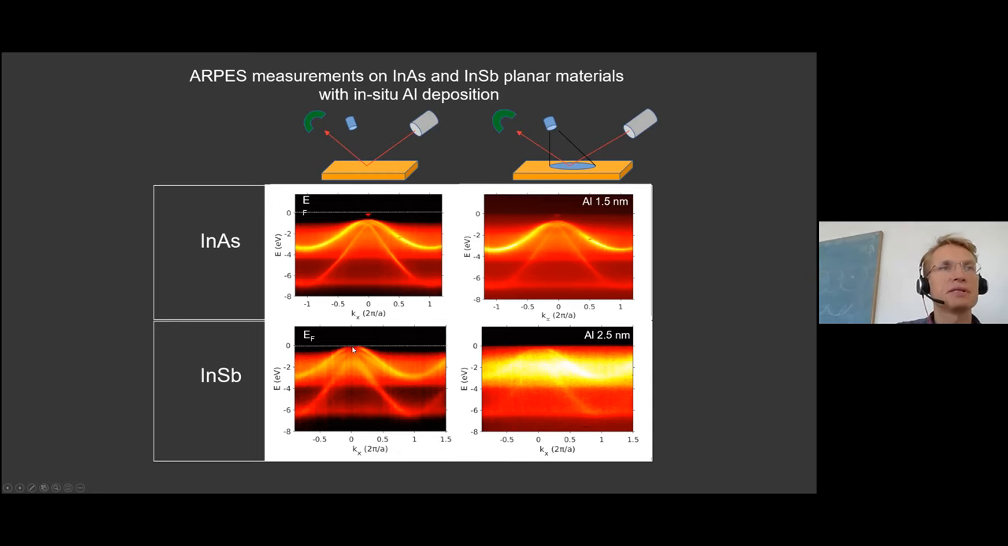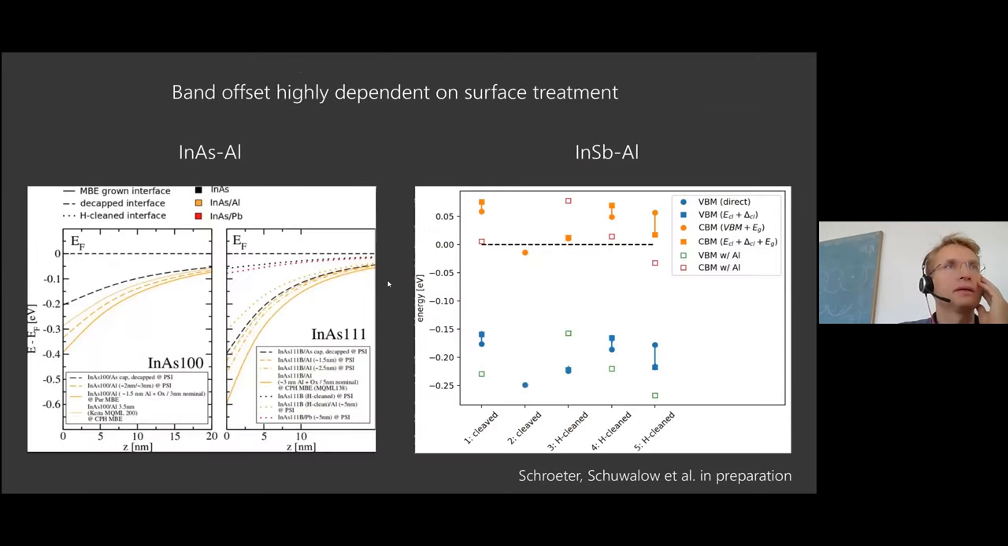A general thing, something we can say very generally and independent of the detailed material fabrication, is that you pin in the conduction band of indium arsenide and you pin around the conduction band edge with indium antimonide. So with indium antimonide, you really have to be careful to make sure that you have semiconductor bands living close to your superconductor. If you look at the indium arsenide aluminum case here, this is where we have tried different crystal orientations and also different fabrication methods.